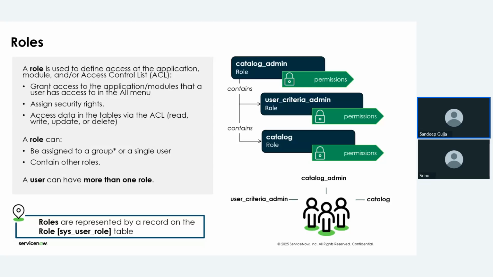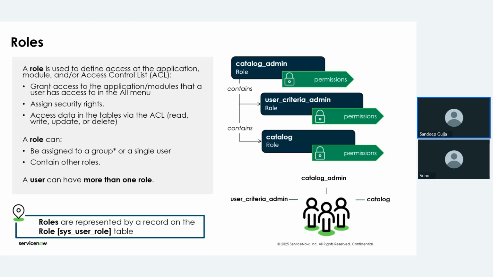Roles will grant access to the application modules that a user can access in the all menu. So for whatever user you want to give credentials for the application or module, what is the main thing we have to provide to that user? The role is needed for that user. Previously we checked the ITIL role, right? The ITIL role was given to the user. Then what happened? ITIL permissions were applied to that user.